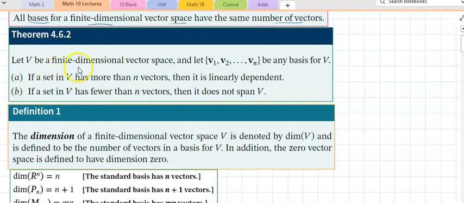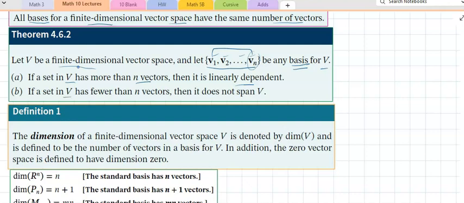Let V be a finite dimensional vector space. And let those vectors form bases. Again, not span, bases. Those vectors have to be linearly independent and they must span vector space V. So we're not talking about a subspace, we're talking about bases. Now, A says if the set has more than n vectors, then it is linearly dependent. Because if they form bases, that has to match the dimensions and they're linearly independent. Any additional vector must be a linear combination of those.